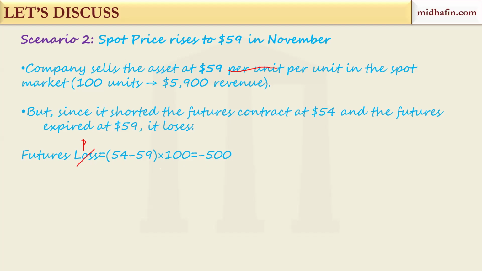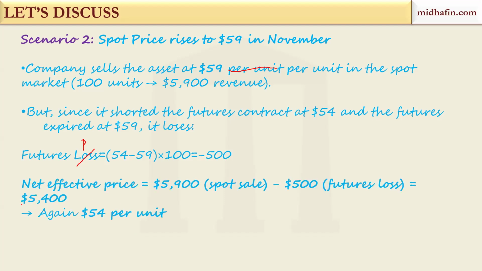So what is the net effective price that you are getting? Can you tell me? Net revenue, you can say. And then you can divide it by 100, no problem. What is the total net revenue from the futures and spot combined? Correct, 5400. Absolutely correct. So net effective revenue, if you see, is 5400, which translates to $54 per unit.